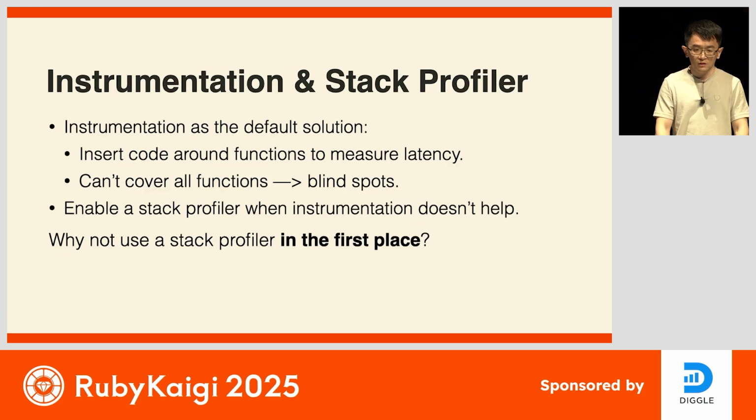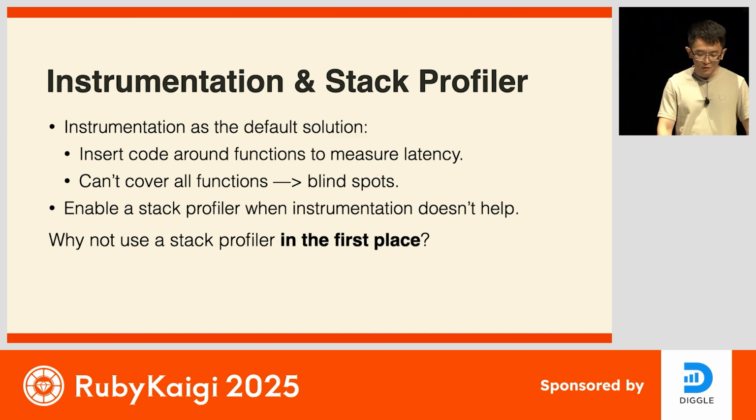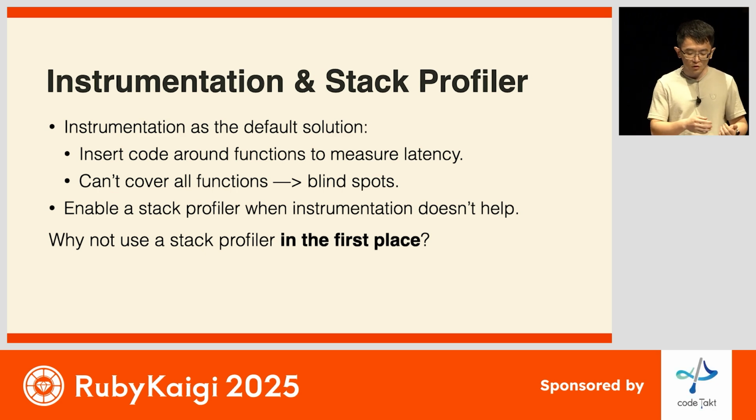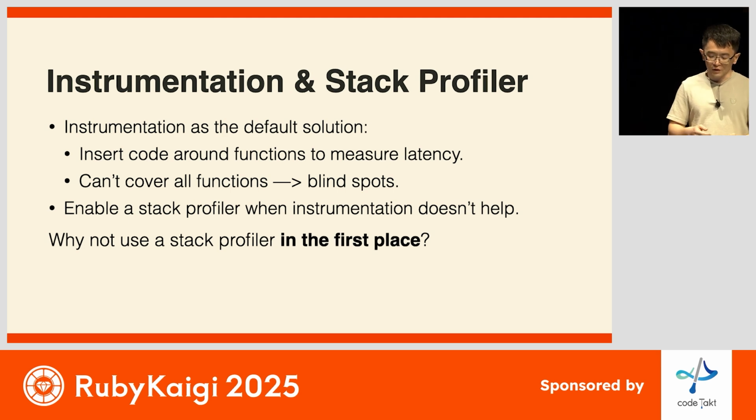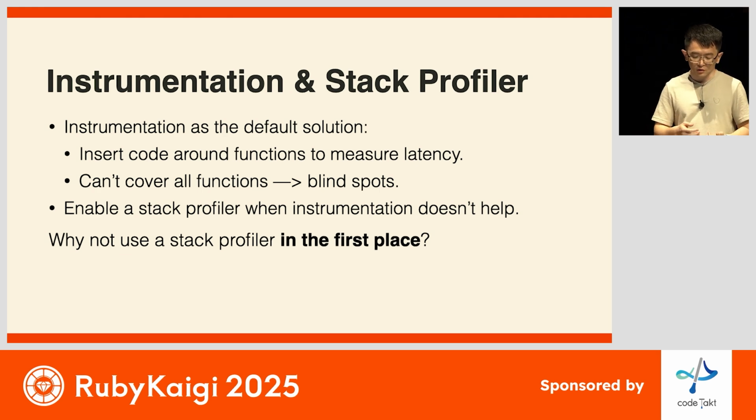To answer this, we need to see how we use instrumentation and the stack profiler. We know people use instrumentation as the default solution, and we insert code around the functions we want to measure latency for, no matter through an instrumentation library, such as Datadog or New Relic, or we can insert that code by ourselves. But the thing is, we can't insert instrumentation code into all the functions.